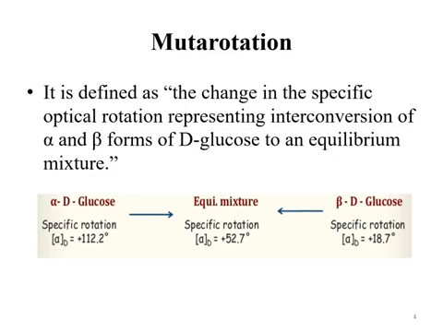Mutarotation is defined as the change in the specific optical rotation representing the interconversion of alpha and beta forms of D-glucose to an equilibrium mixture. For example, when D-glucose is crystallized at room temperature and a fresh solution is prepared, its specific rotation of polarized light is +112, but after 12 to 18 hours it changes to +52.5 degrees. So this change in rotation with time is called mutarotation.